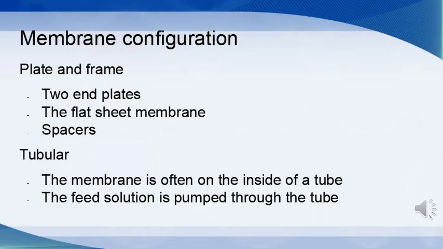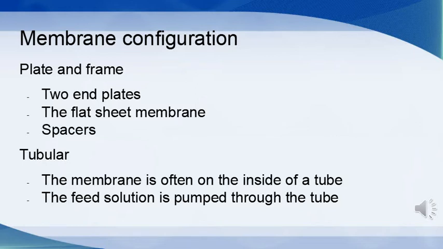Because the flow is perpendicular to the membrane, dead end plate and frame membrane separation work through a process called cake filtration. For cross-flow plate and frame membrane systems, fouling of the membrane is significantly less because the flow is tangential and does not require use of a cake filtration system.